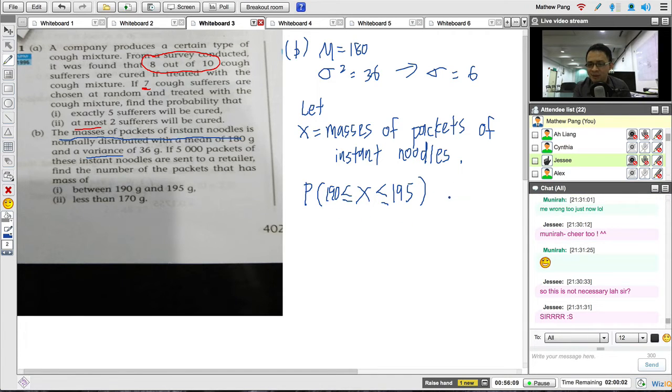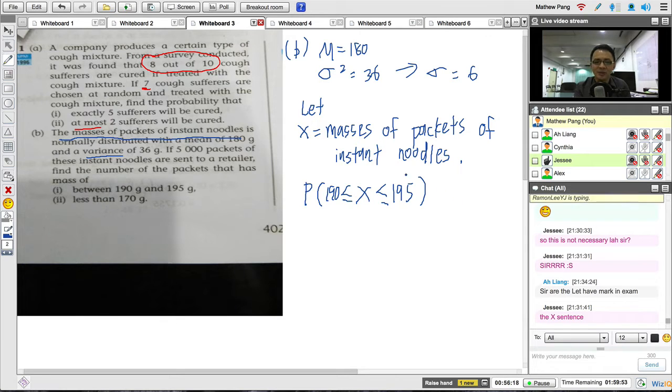Sir, is this not necessary? What do you mean by not necessary? Are there marks here? Oh yes, the X sentence is not necessary. But I will always try to make myself understand it better.